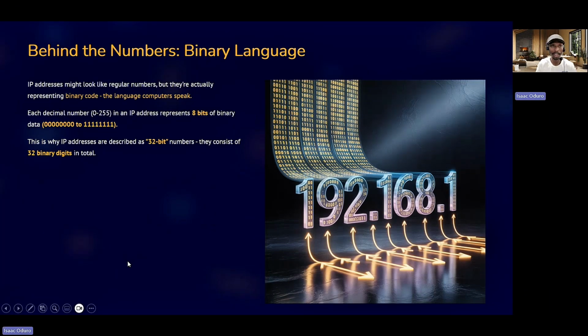Now let's look at what is behind the numbers, and that is the binary language. IP addresses might look like irregular numbers, but they are actually representing something called the binary code. So the language of computers is called the binary code. What is binary? We will look at these terms and then we come back to this lesson.